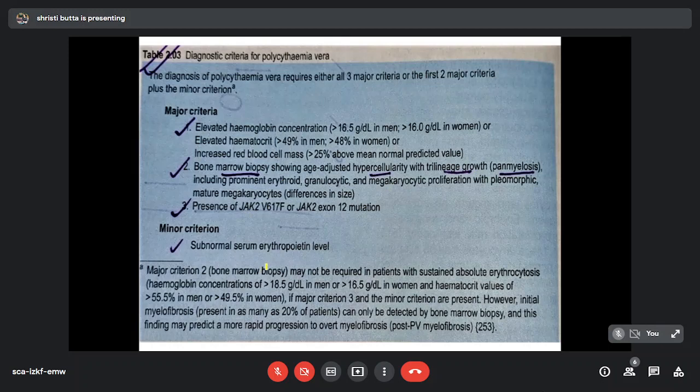Okay, so the major criteria, either all the three are met or the first two are met. With the minor criteria, the minor criterion is only one: you have subnormal serum erythropoietin levels. So either 3 major or 2 major with minor allows for the diagnosis of polycythemia vera.